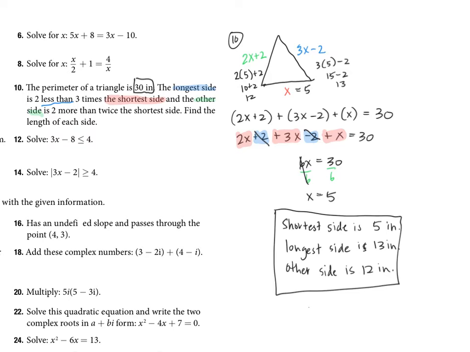So on a test, they're probably going to want you to label it so they know that you know which side is which length. So that would be the best way to go about that. I highly encourage you to draw a diagram or label or do both. You need to do something to let yourself know what is represented by your variable and what's represented by your other expressions.